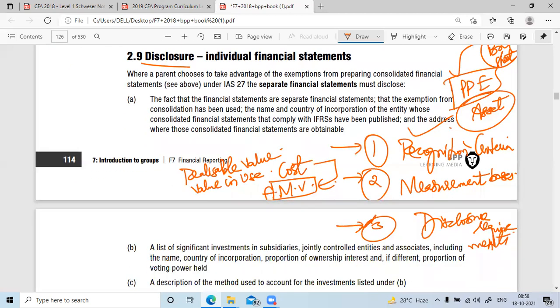so disclosure is nothing but some extra or additional information which we cannot give on the face of the statement, that we should give in the footnote. So here let us see what these are. Disclosure, individual financial statements.